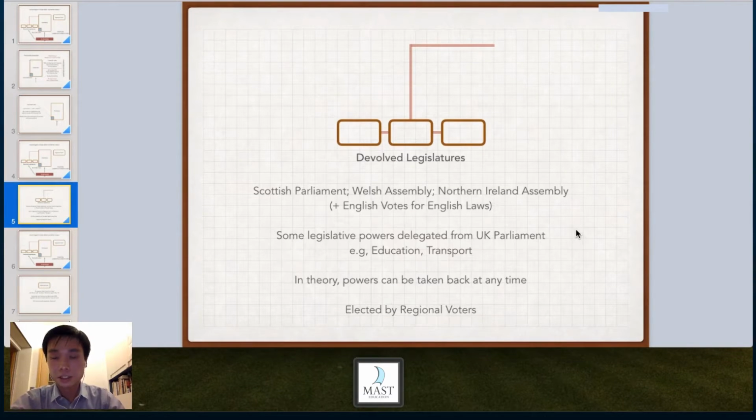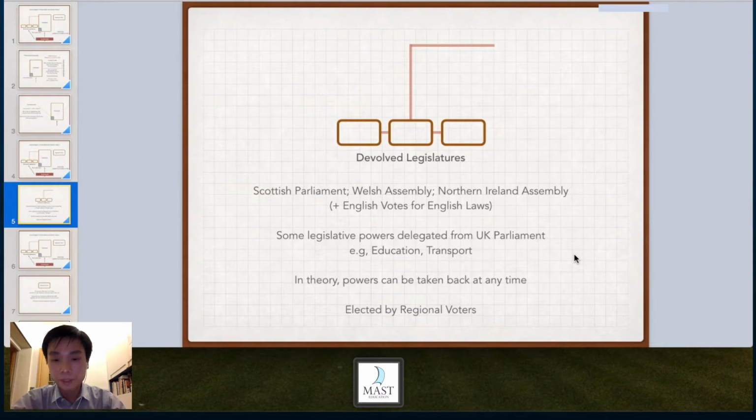Essentially, the UK Parliament has given some of its powers over to these regions, like in education and transport. This is different from the US, because in the US, states have their own rights, and these cannot be taken away.